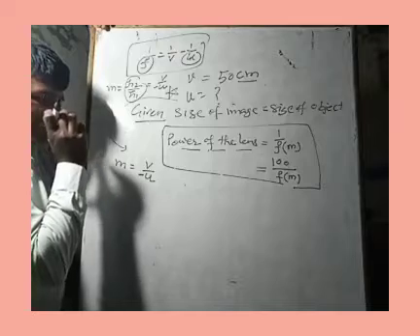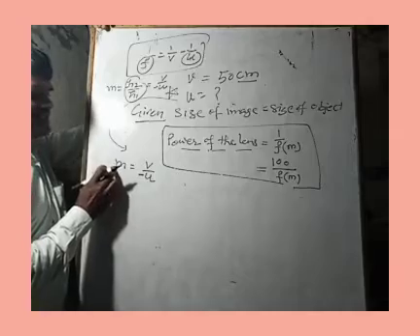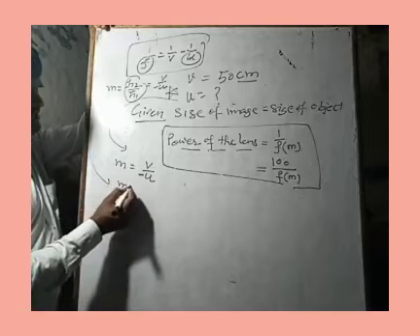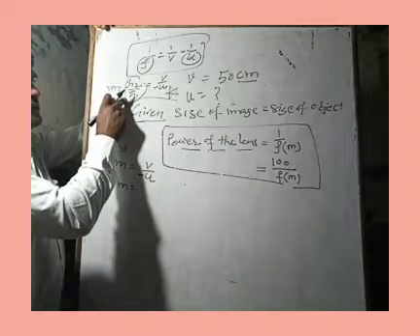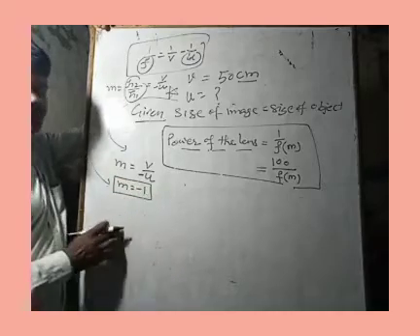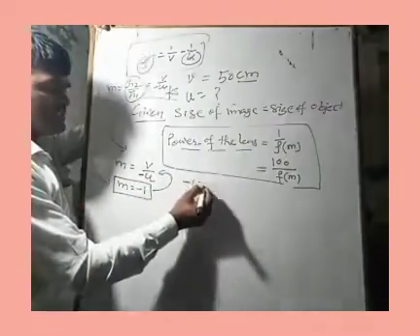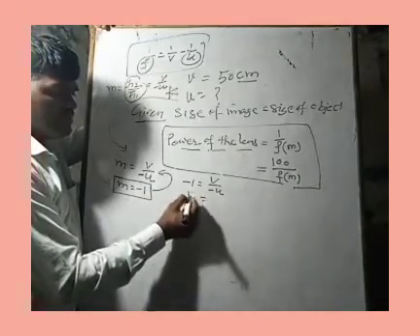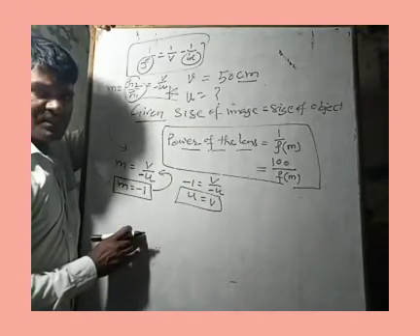When size of image is equal to size of object, both the quantities are equal to each other. From this formula, minus h2 by h1, magnification is going to be minus 1. So using this formula, minus 1 is equal to v by minus u. Cross multiplying, u will be equal to v.